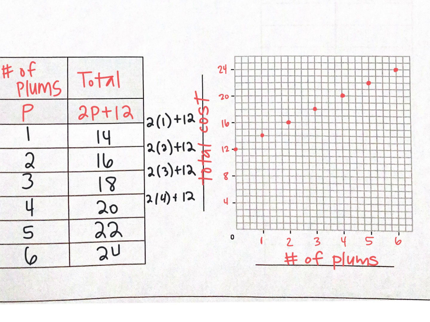Okay, what am I missing? What do I need? I need to draw my line. And I'm going to draw an arrow to show that if I continue to buy more plums, my rate will continue to increase the same amount.